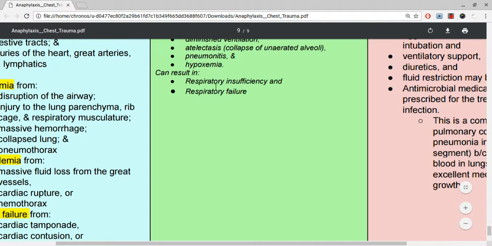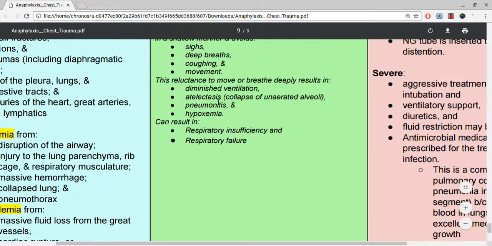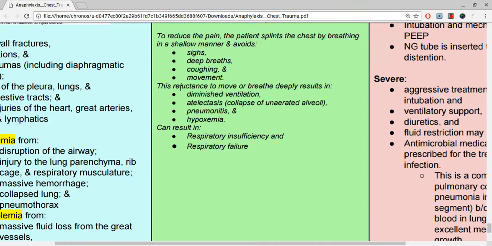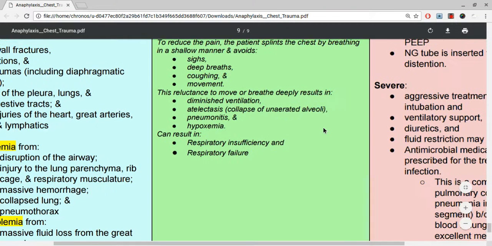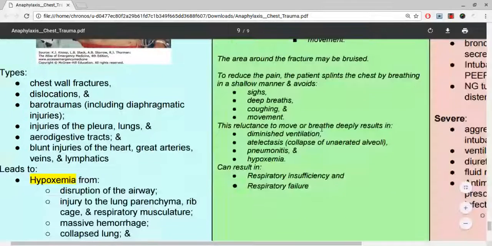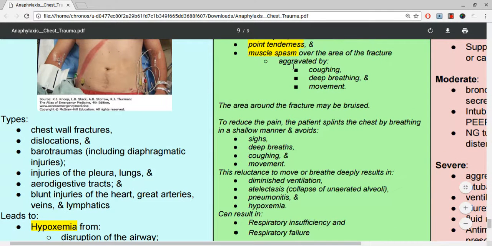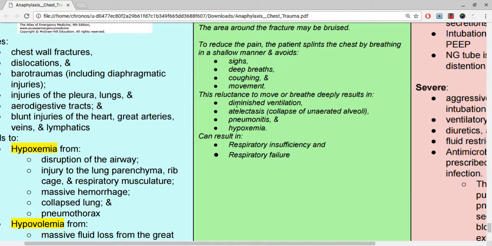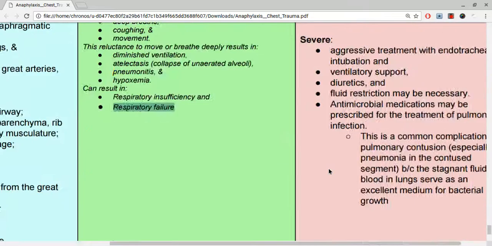It's going to result in respiratory insufficiency and respiratory failure because they're reluctant to move or breathe because it hurts to breathe. So the reasons it could hurt is because of this, because of that, or because of this. Actually, because they have broken bones, basically. And this was just what it could result in. And it can also result in this, which would be the worst.